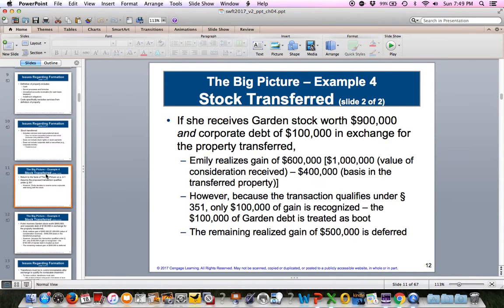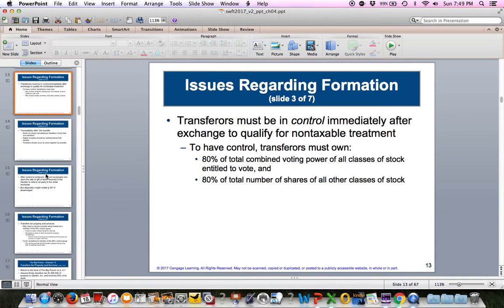We're skipping the big picture thing there, so I'm just going to get past that. There we go. So some other issues regarding formation. The transfers must be in control of the corporation immediately after exchange to qualify for non-taxable treatment. Okay. So the transfers must own 80% of total combined voting power of all classes of stock entitled to vote, and 80% of total number of shares of all other classes of stock. So the 80% rule is one to keep in mind.